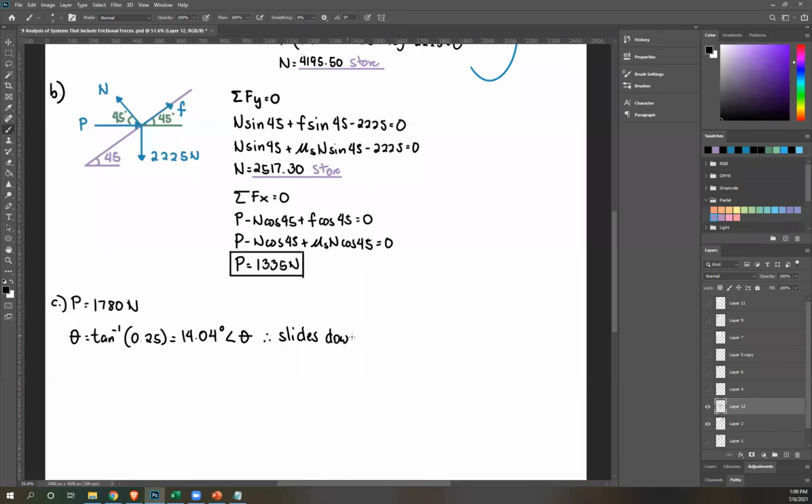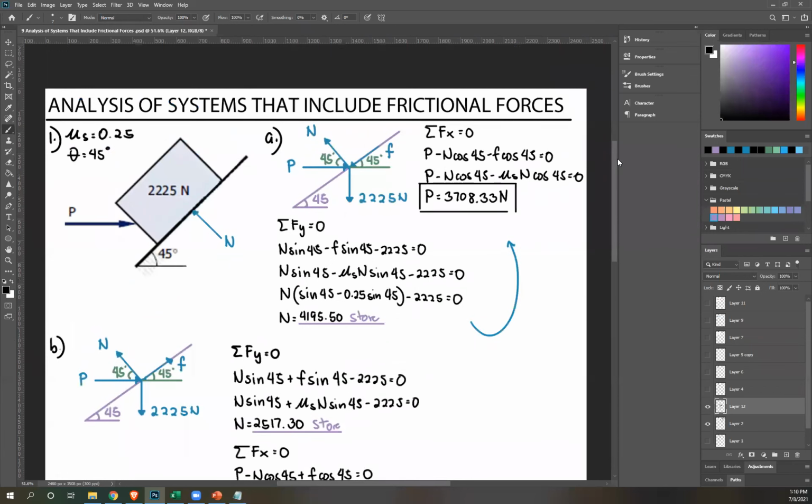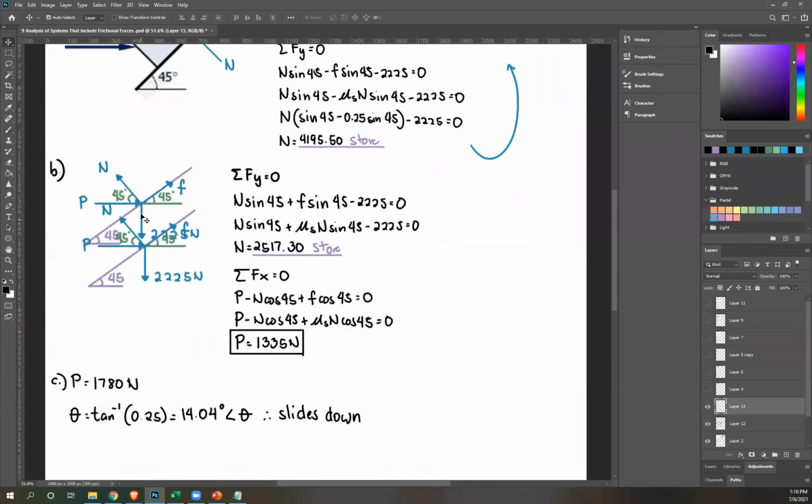Slides down. That's the direction of your object. So now that we know it slides down, the free body diagram that we'll use is this. Okay? Because it's the same as letter B. Letter B, again, motion is sliding up.